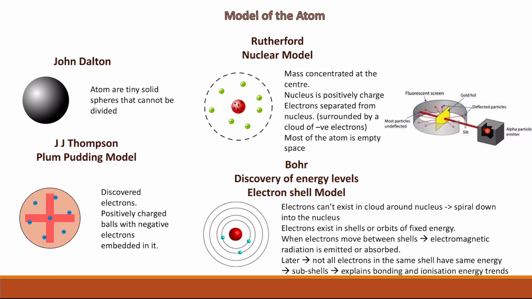Later on, they found that not all the electrons within the same shell have the exact same energy, and they introduced the idea of the subshells. So each shell has more than one subshell because electrons have slightly different energy within the same shell. And that explained the bonding and ionization energy trends.